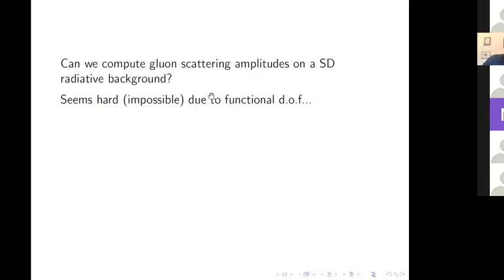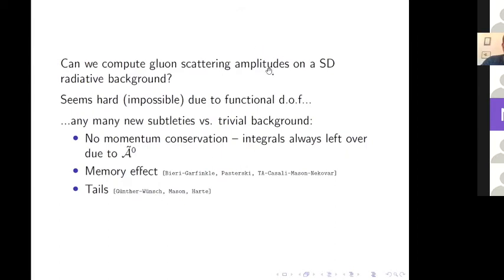Okay, so this seems like a really hard problem, thinking about things from a traditional perspective. Even if you ignore the fact of how you are going to write down explicit background-coupled Feynman rules with these functional degrees of freedom, there are also just many new subtleties in the game as soon as you turn on non-trivial background fields, versus what we're used to in a trivial background. So there's no momentum conservation.